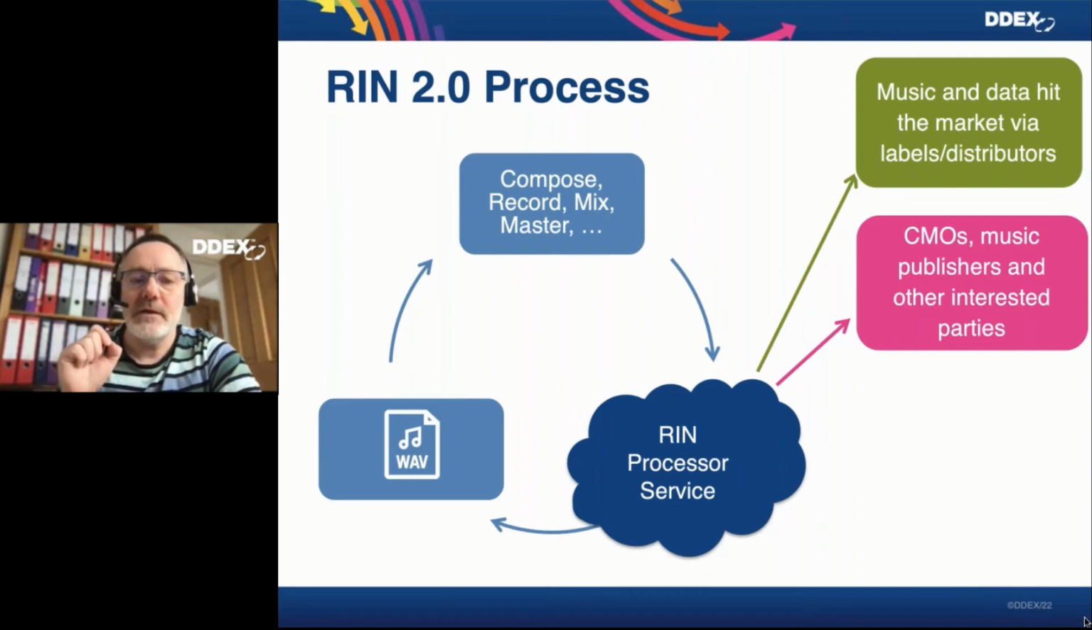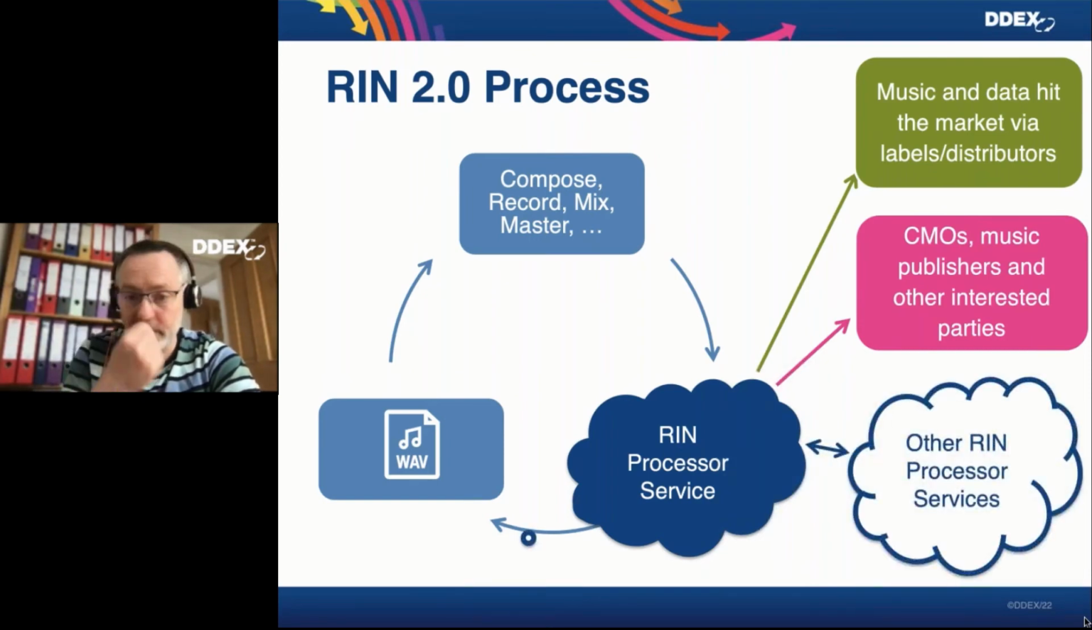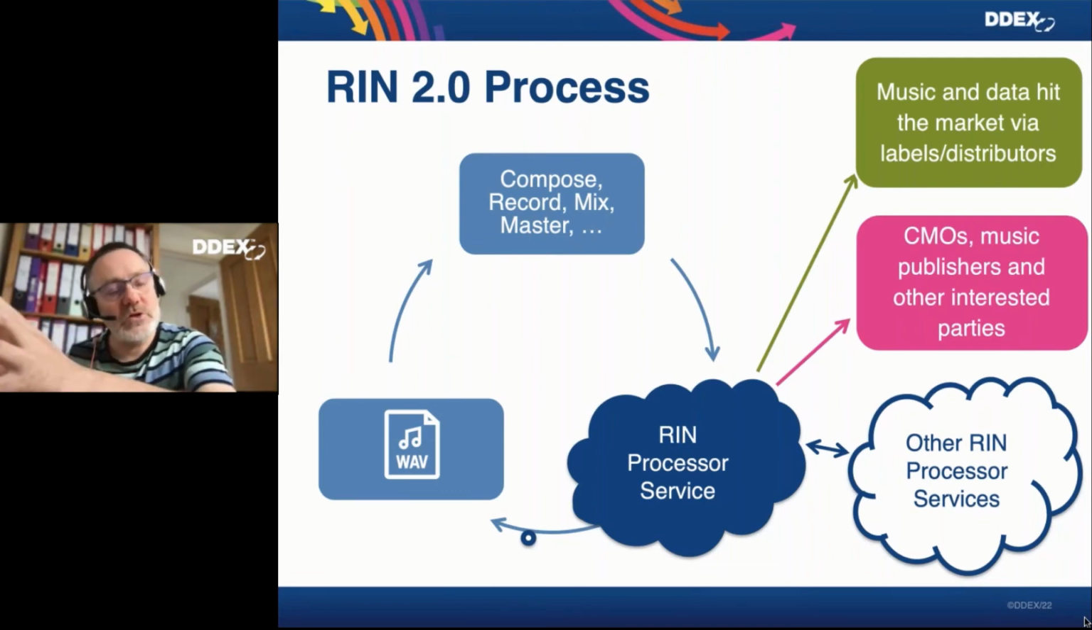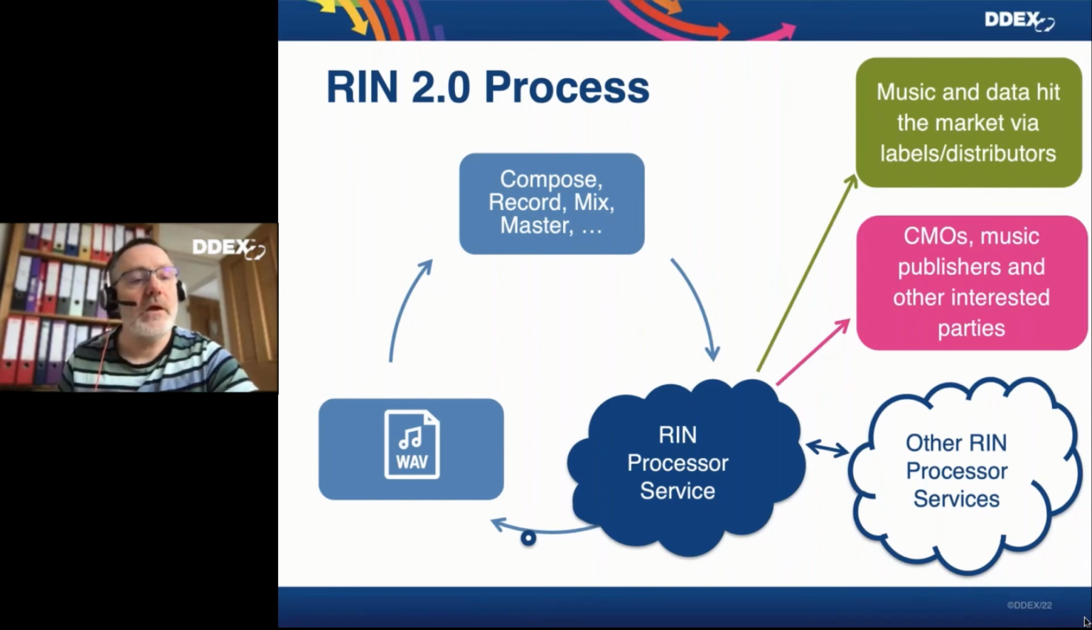But it's now a message that the RIN processor service can just fire off whenever there is the need for it. And of course, you need to have the ability to exchange the information between different services. So if one musician is using one RIN cloud collection data service and another musician uses a separate system, you need to be able to exchange those RIN messages between those systems.